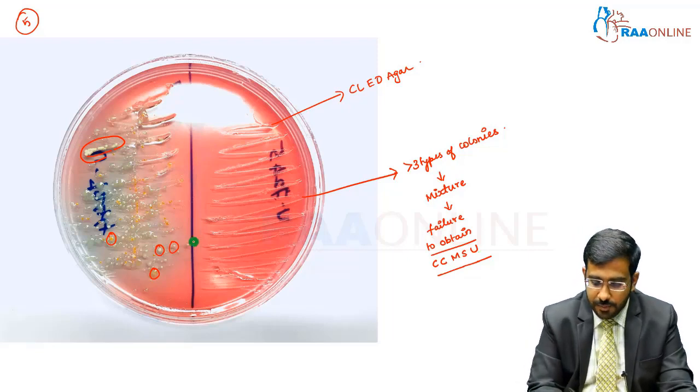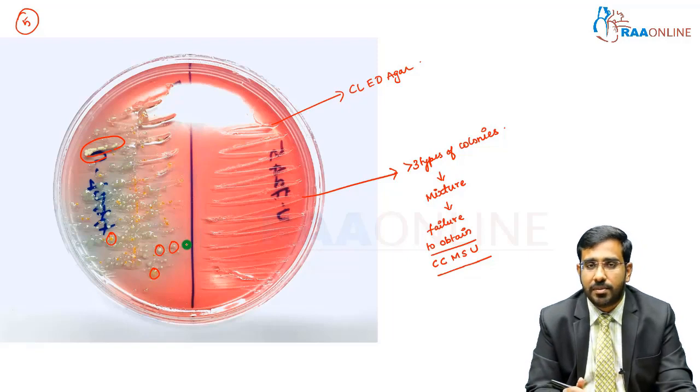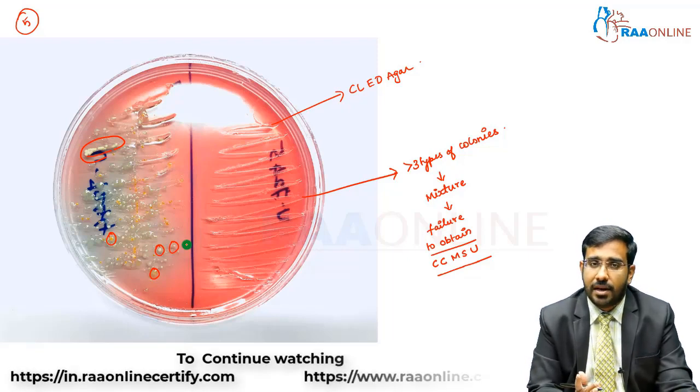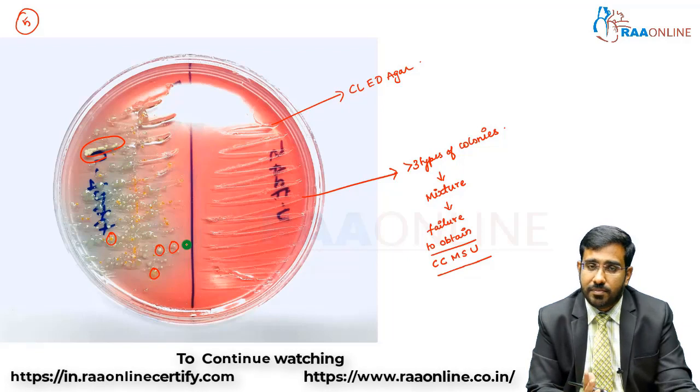So here, it's more than 3 types, so it's going to be a mixture. For this kind of culture plate, we are not supposed to perform any antibiotic sensitivity testing or any identification. Here there are more than 3 organisms, so we don't know which is going to be the pathogen, and it's beyond significance. It will not tell about the significance of the pathogen involved in the infection.